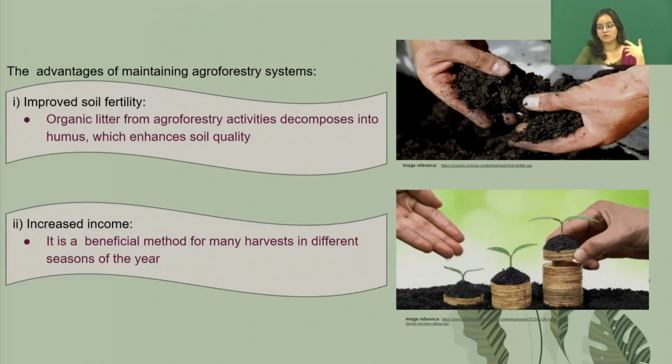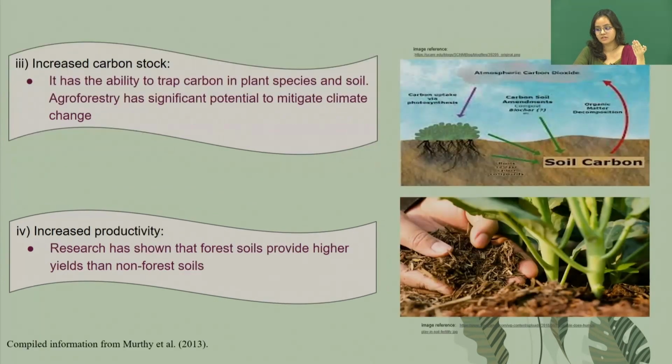like improved soil fertility, increase in the income of farmers, increased carbon stock in the soil, and increased productivity of the soil. There are various other advantages too, like more efficient utilization of solar energy, increase in nitrogen content in soil, reduction in insect and pest related diseases, and also trees provide shelter to livestock as well as crops.